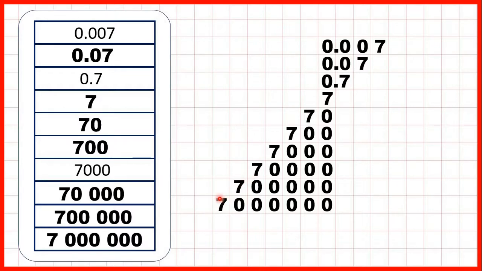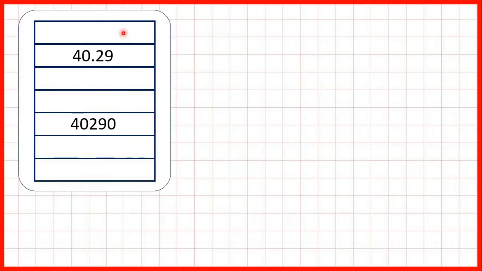You can also see that with decimals we need to write zeros before the 7 if it's in our thousandths or our hundredths place, and with whole numbers we need to write zeros after the 7 to make the place value of the 7 clear. So now we have something and we've multiplied by 10 to get 40.29. So our number must have been 4.029.